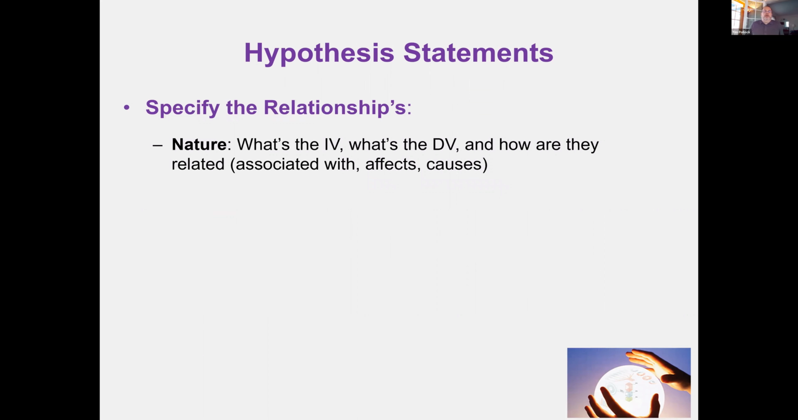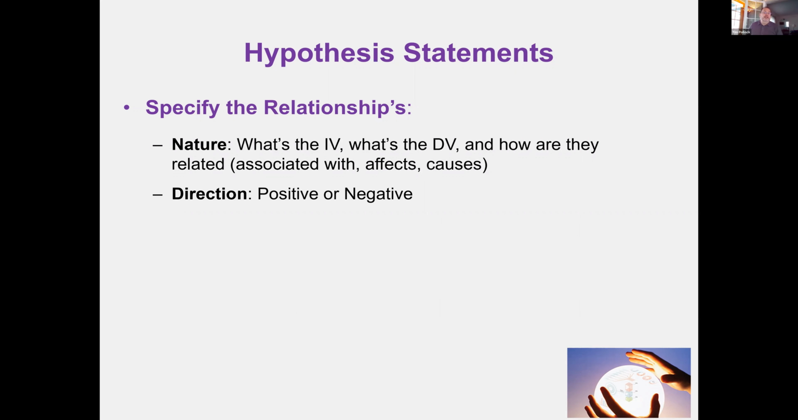So what do hypothesis statements do? First, they specify the nature of your hypothesis. What's the independent variable? What's the dependent variable? How are they related? If it's correlational, are they associated with? If there's some sort of temporal ordering, does it affect? If you can actually determine causality, can you use causal language? And you don't want to use causal language if it's a correlational sort of relationship.